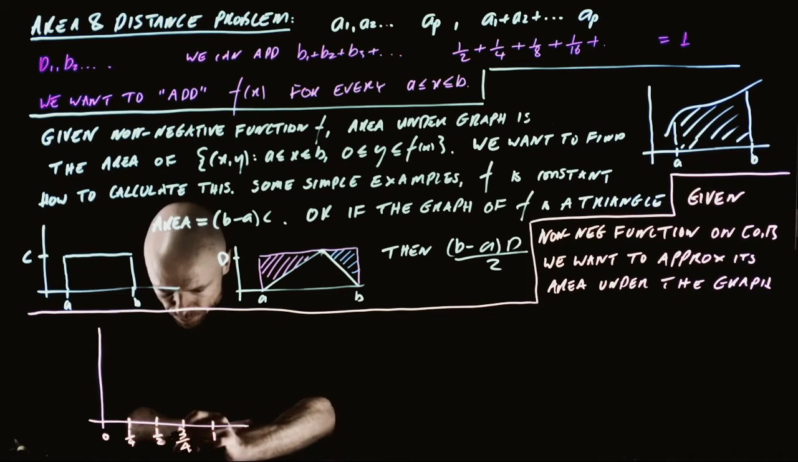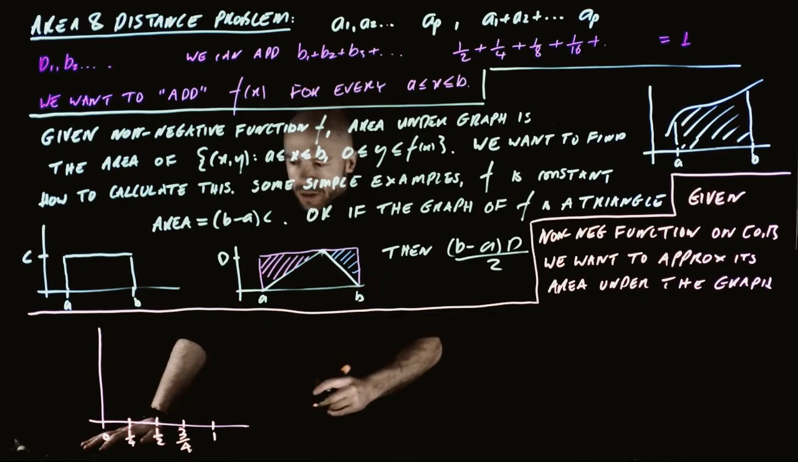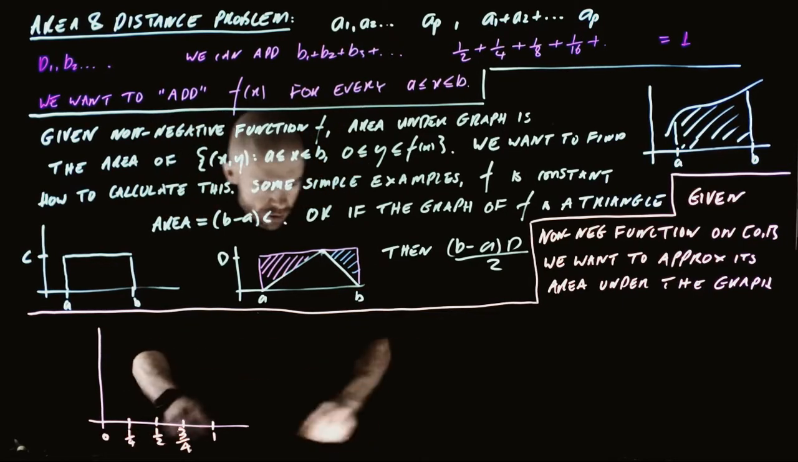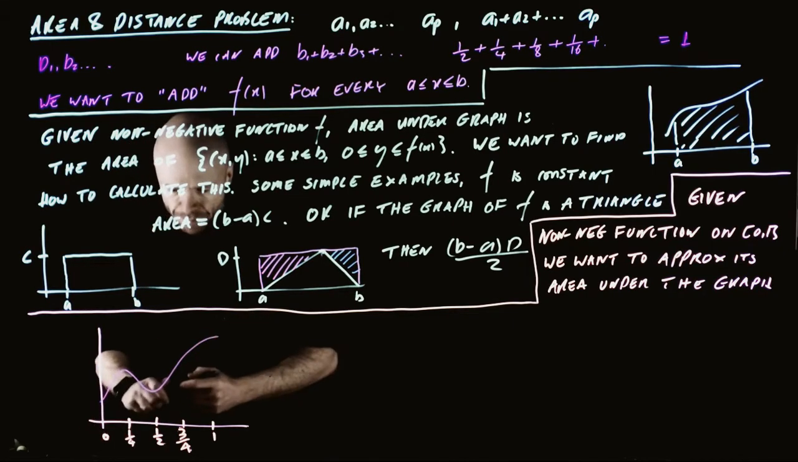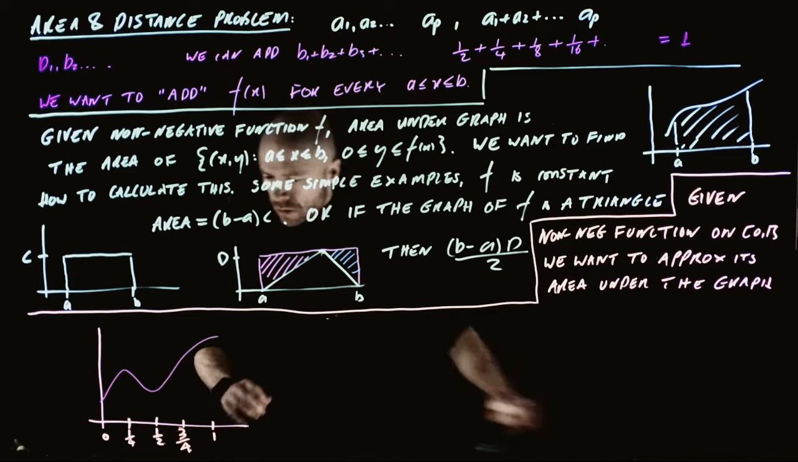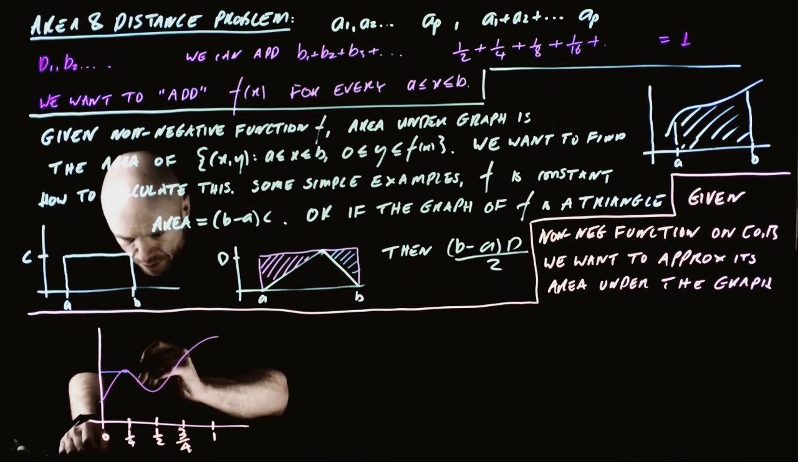Three over 4. Okay. So this is what we're going to do. Our input is the graph, whatever it is. Say it does something like this. And what we're going to do is check what the value is at a quarter, and then create a rectangle like this. The height of the rectangle is the value of the function at a quarter.